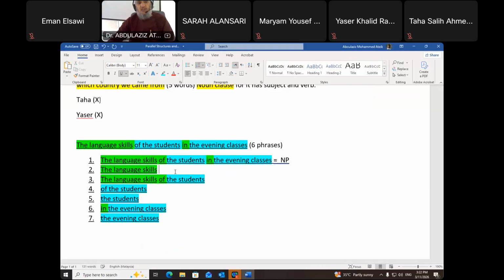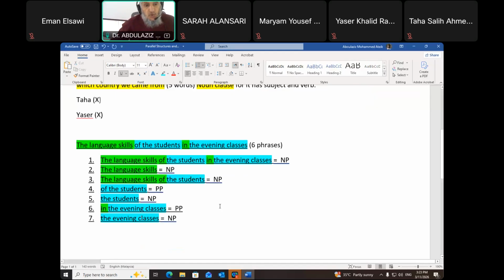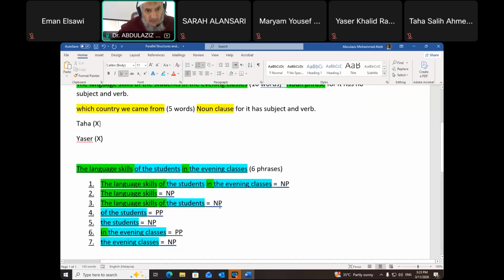What is this? Noun phrase or something different? This is also a noun phrase. This is not a noun phrase. This is PP, prepositional phrase. Prepositional phrase. This is a noun phrase. This is a prepositional phrase. This is a noun phrase. Okay, so this is what we call the structure of phrases.